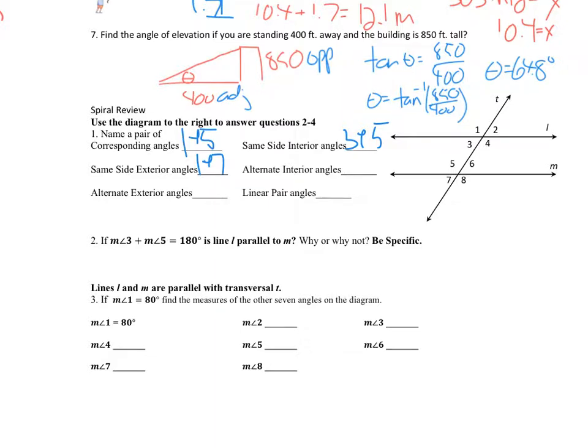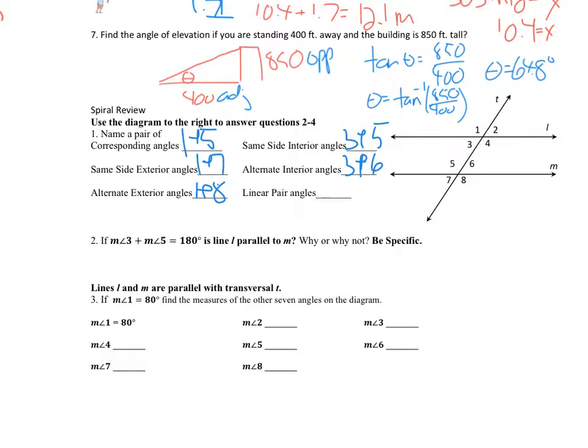Alternate interior means we're going to be on opposite sides, but we're going to be in between. So you can go 3 and 6, or you can go 4 and 5. There's a couple different answers for each of these. And then alternate exterior angles is 2 and 7 or 1 and 8. Again, they're on opposite sides, but exteriors, so they're on the outside now. And then our linear pair, 3 and 4.